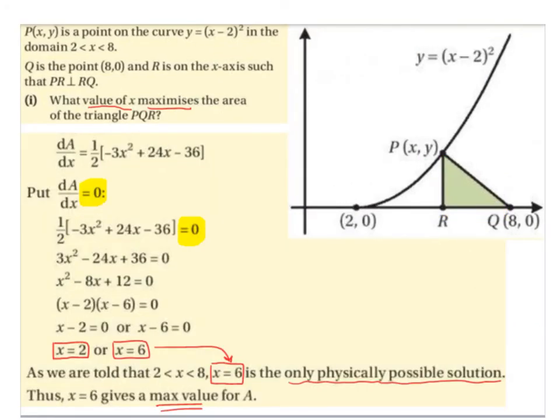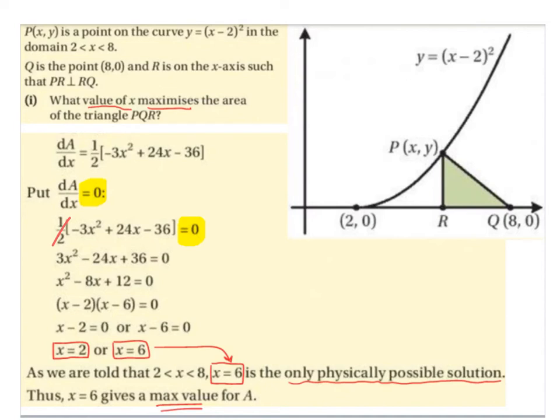So we were asked what value of x maximizes the area of the triangle PQR. When we hear maximize, we think derivative, so we differentiated. And now we put the derivative equal to 0. So we let this equal 0. We divide both sides by a half to get rid of that half.